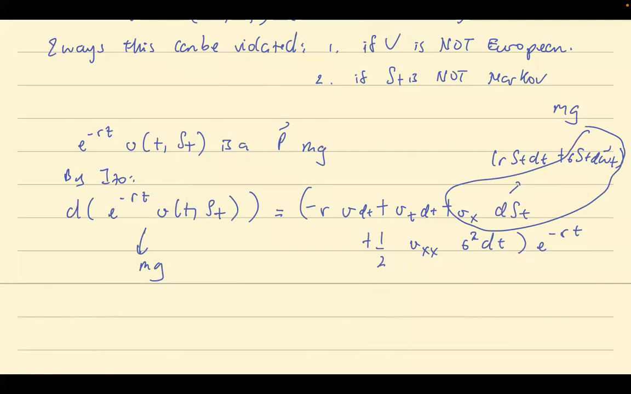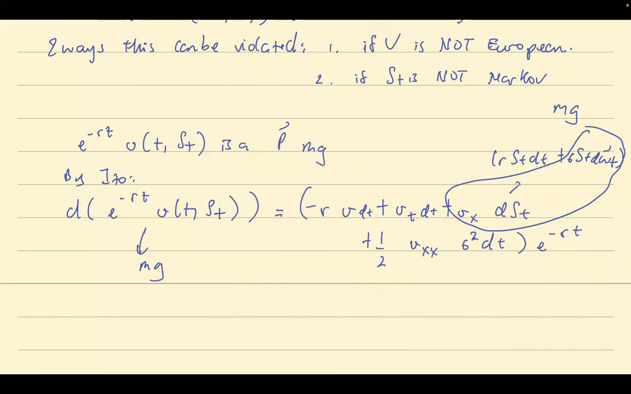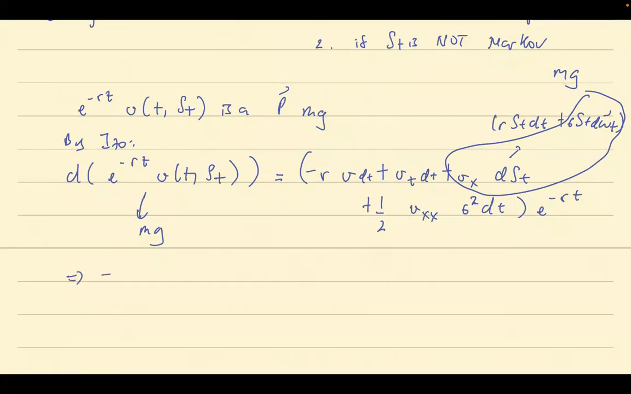Well, then what do you know? Then the rest of the part cannot interfere with the martingale structure, meaning they must be 0.